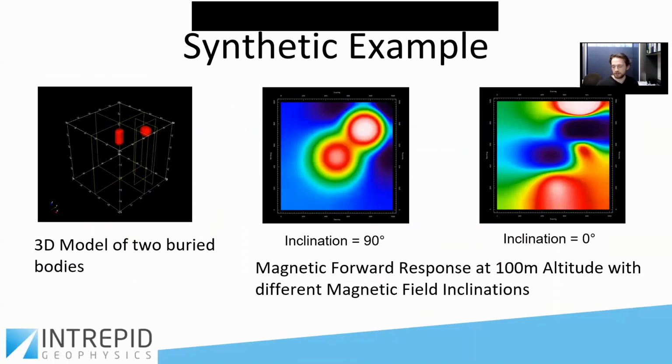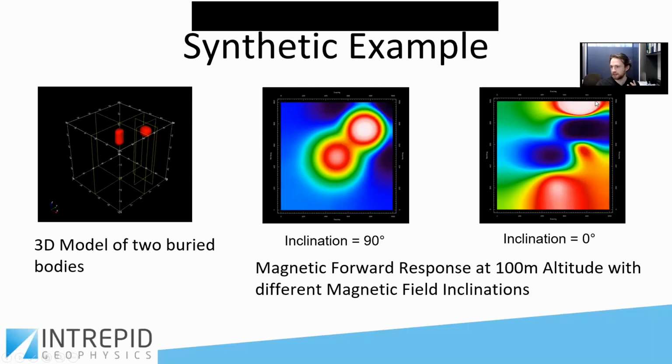So here we've got a synthetic example. This was actually created in GeoModeler, but basically we've got a couple of oblong or roundish shapes, and these are our magnetic bodies underneath the surface. And we've just run a forward model at 90 degrees inclination and 0 degrees inclination. So I guess you could say that this is our ground truth. This is exactly what we would expect to see, field at a vertical orientation.